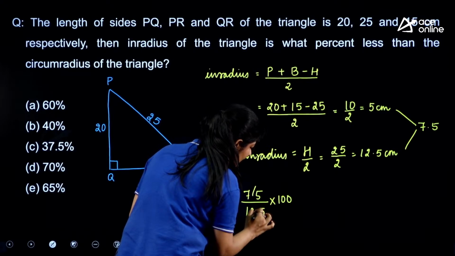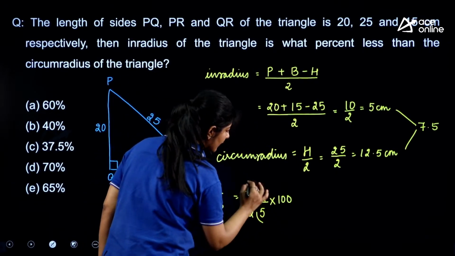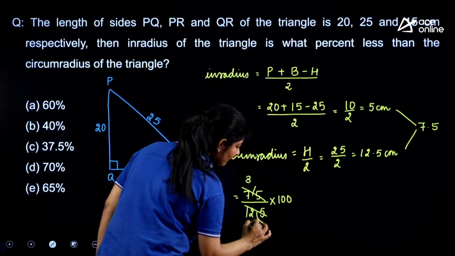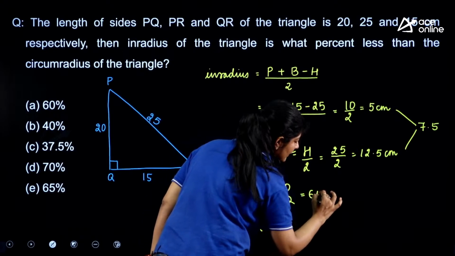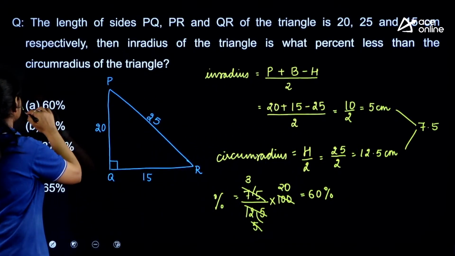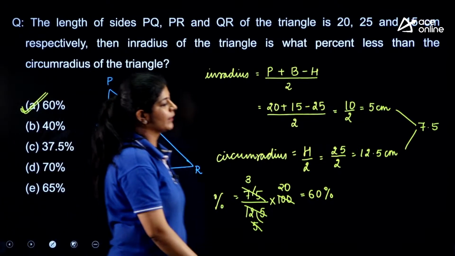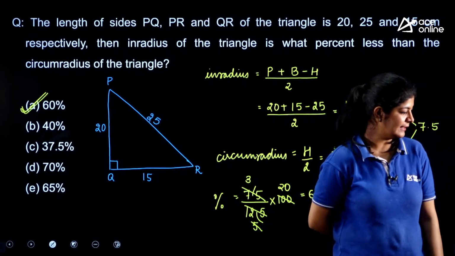Now this can be eliminated with the help of 25, we can eliminate it with the help of 3 and 5, and this is nothing but 20, and the answer that we got is 60%. Option number A is the correct one.